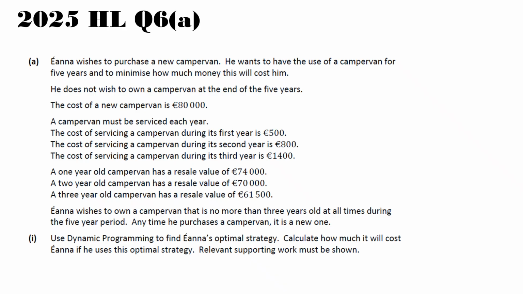A 1-year-old camper van has a resale value of 74,000. A 2-year-old camper van has a resale value of 70,000, and a 3-year-old camper van has a resale value of 61,500. Anna wishes to own a camper van that is no more than 3 years old at all times in this 5-year period. Anytime he purchases a camper van, this is a new one. Use dynamic programming to find Anna's optimal strategy. Calculate how much it will cost Anna if he uses his optimal strategy. Relevant supporting work must be shown.